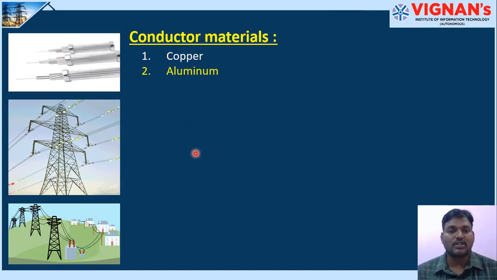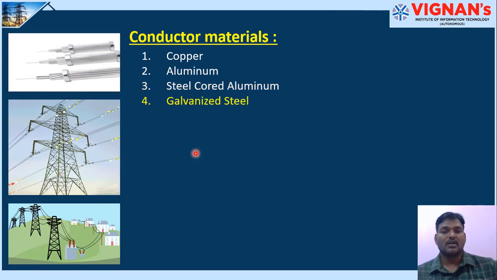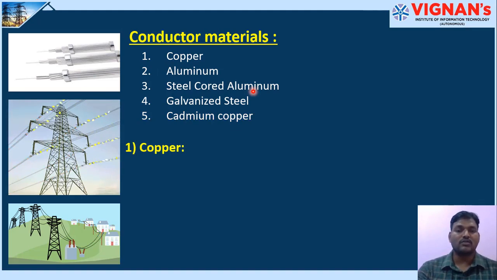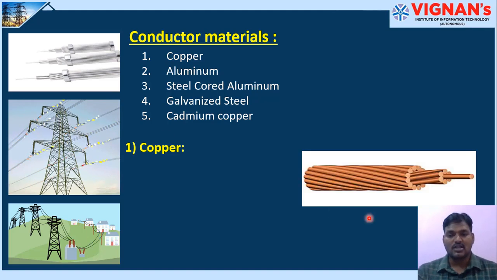There are five types of materials. One is copper, followed by aluminium, steel core aluminum, galvanized steel, and cadmium copper. Steel core aluminum is also called aluminum conductor steel reinforced. These are the most commonly used conductors in high voltage power transmission systems. First of all, we will see the properties of these materials. Copper. Here you can see in this figure, these are copper conductors. They are all stranded together to form one transmission line.